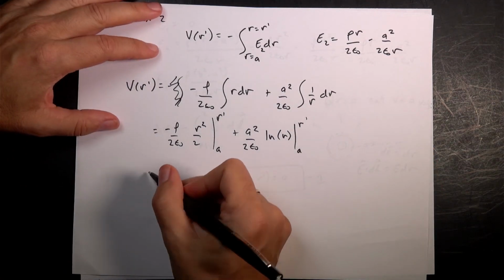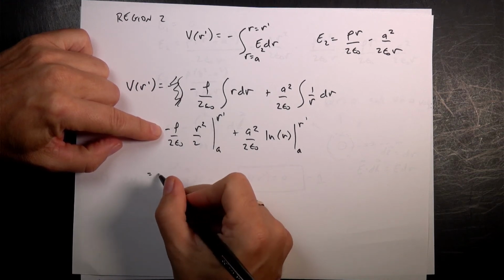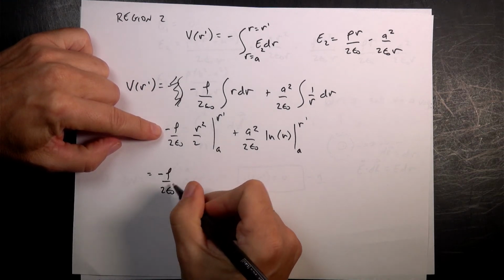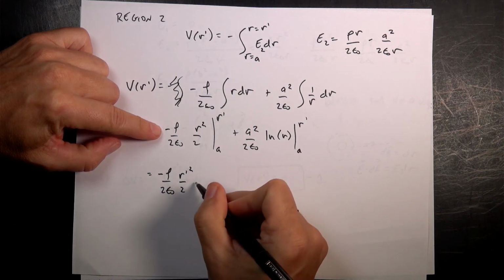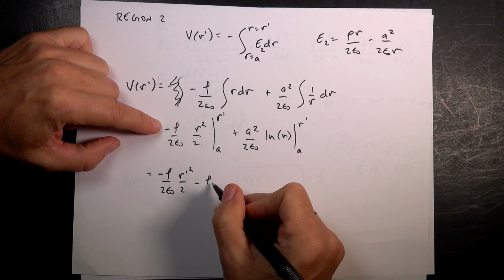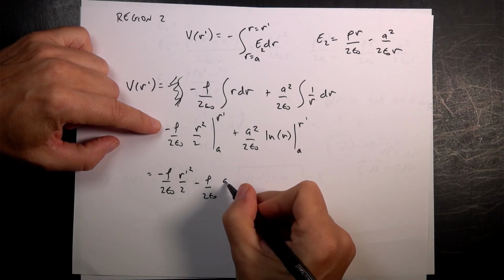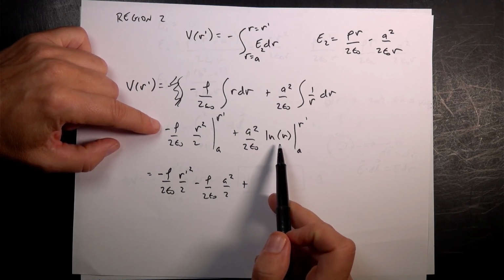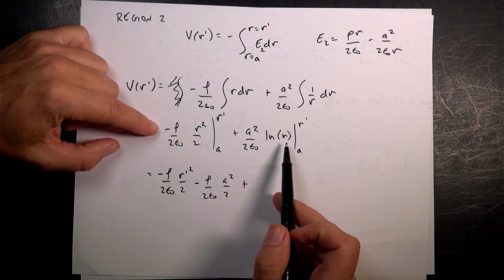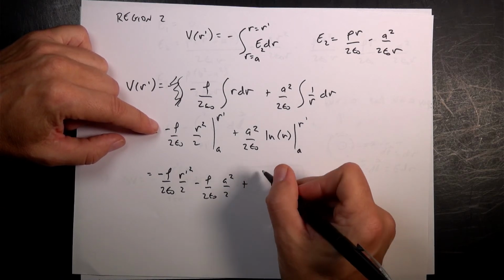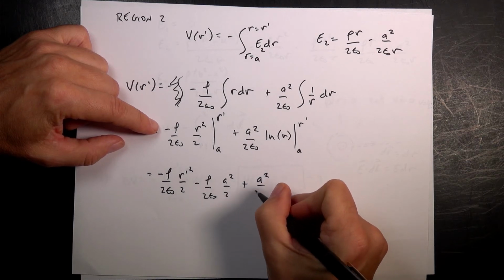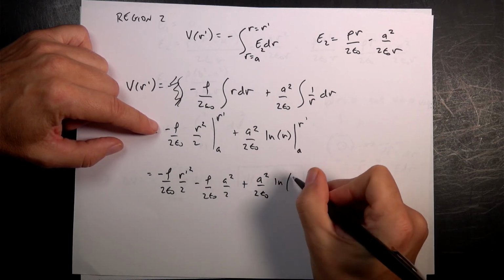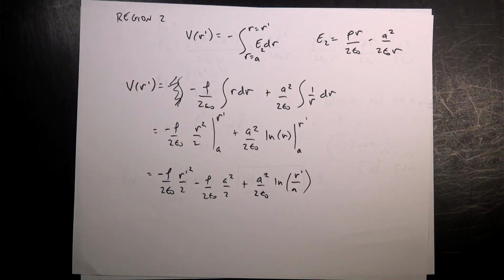Okay, so now let's evaluate the limits. So I get minus rho over 2 epsilon naught r prime squared over 2 minus rho over 2 epsilon naught a squared over 2 plus, now I'm going to have a difference in terms here with the natural log, but we don't like that, right? You can't take the natural log of meters, so instead I'm going to convert that into a ratio. I'm just going to write this as a squared over 2 epsilon naught natural log of r prime over a. So now it's a unitless quantity in there, and I can actually do the math. Like I said, you can't take the natural log of 5 meters. You can't do that. Okay.